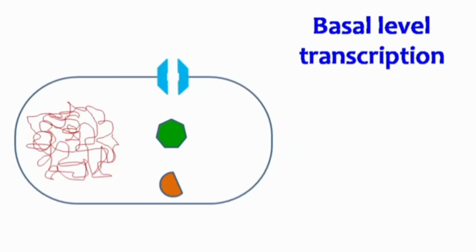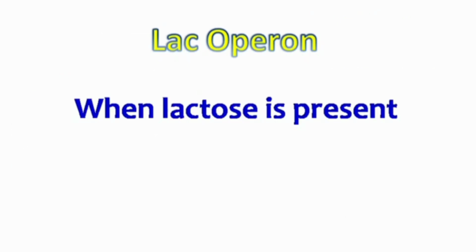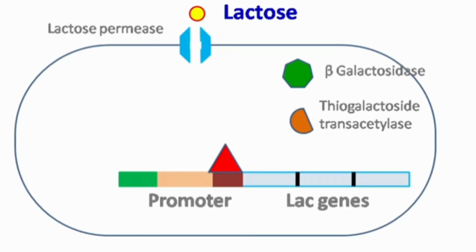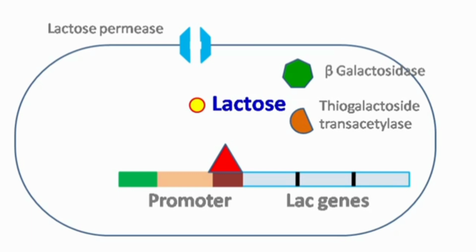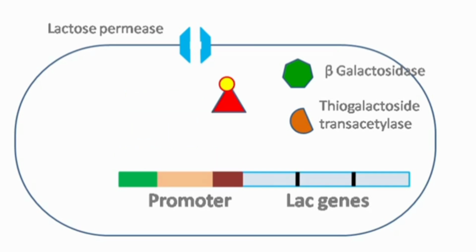Because of basal level transcription, there is always some amount of lactose permease, beta-galactosidase, and thiogalactoside transacetylase enzyme present in the cell. When lactose is present, lactose enters the cell with the help of lactose permease. Remember, lactose permease is present because of the basal level transcription of the LAC genes. The lactose that enters the cell binds with the repressor and releases the repressor from the operator.